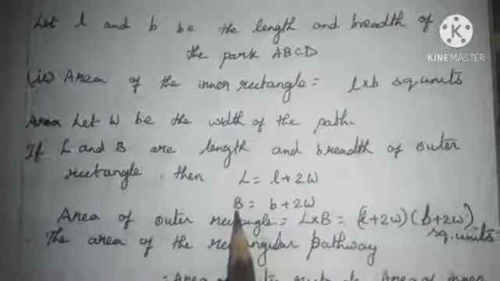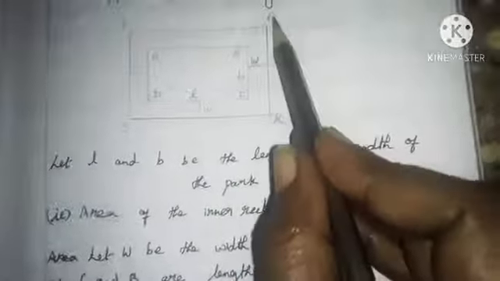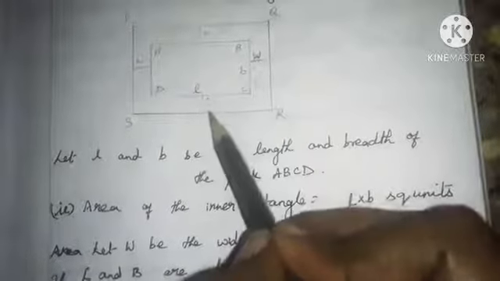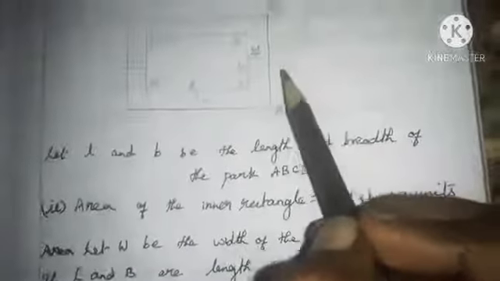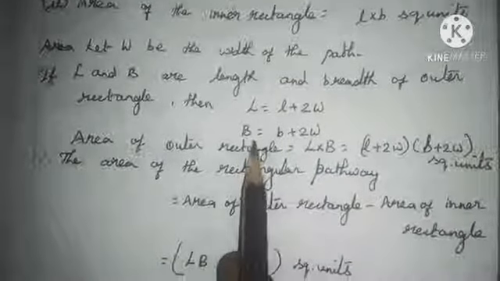In the same way, for breadth, here we have the width W and here also we have the width W. Then the breadth of PQRS, that is the distance between Q and R, is W plus b plus W, which we can write as b plus 2W. This is the length and breadth of the outer rectangle.